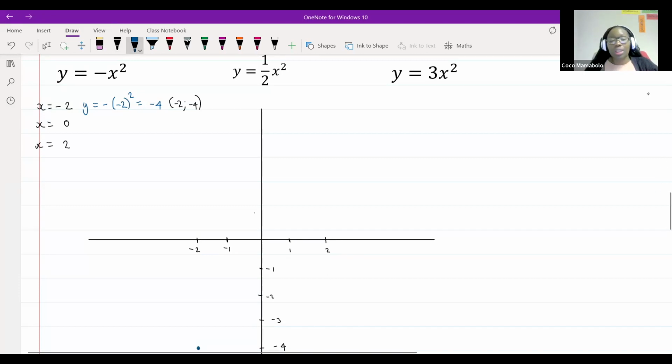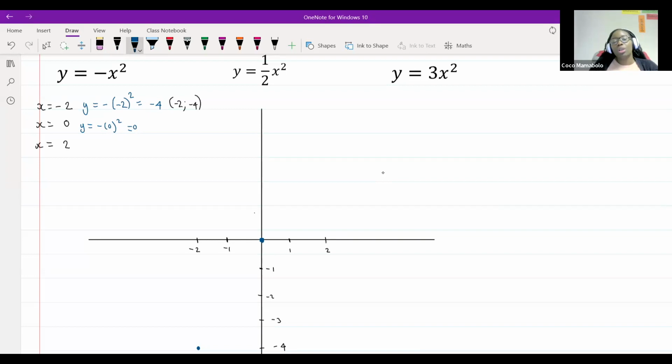All right, let's do the same with 0. Okay, 0 is nice and easy. If x is equal to 0, y is going to equal -0 squared. Anything 0 to the power of anything or 0 times anything is just going to give us 0. So that point is just going to be 0, 0. So that's going to be our origin. Going to be right down the middle.